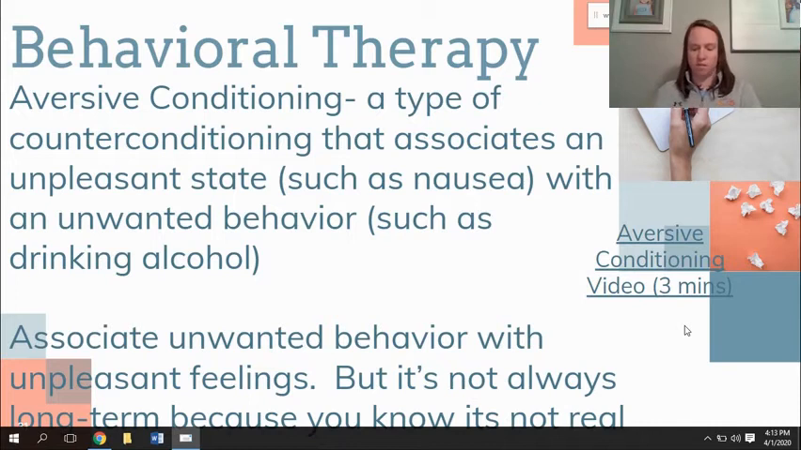Now let's look at aversive conditioning. We actually kind of talked about this in Unit 4 when we did the unit on learning and talked about classical conditioning. So it might sound kind of familiar. So aversive conditioning, let's write this down. A type of counter conditioning.